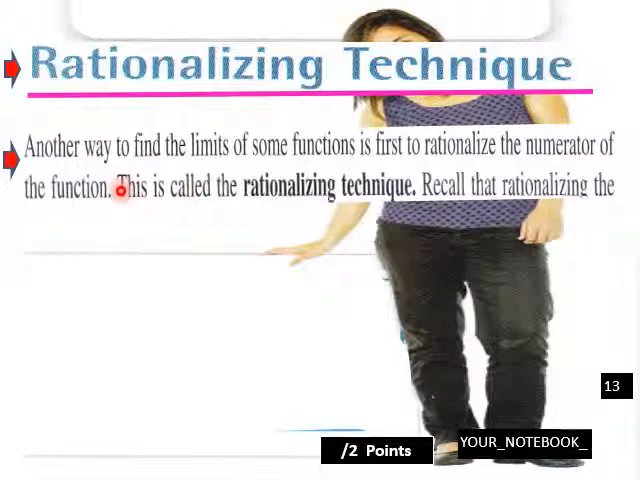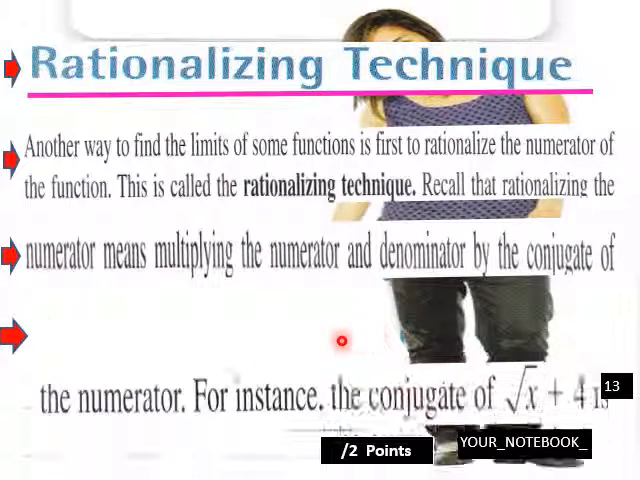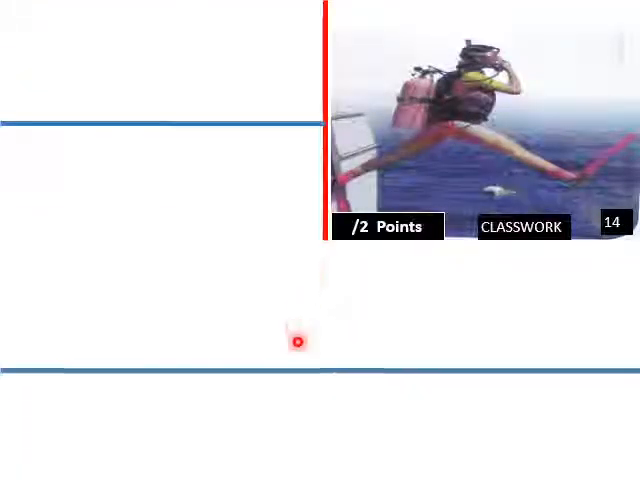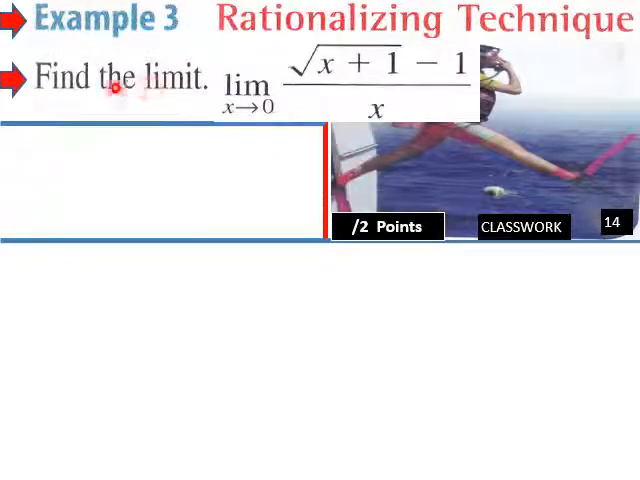Rationalizing technique. So another way to find the limits of some functions is first to rationalize the numerator of the function. This is called the rationalizing technique. Recall that rationalizing the numerator means multiplying the numerator and denominator by the conjugate of the numerator. For instance, the conjugate of radical x plus 4 is radical x minus 4. So that would be how we would rationalize what we need to rationalize.